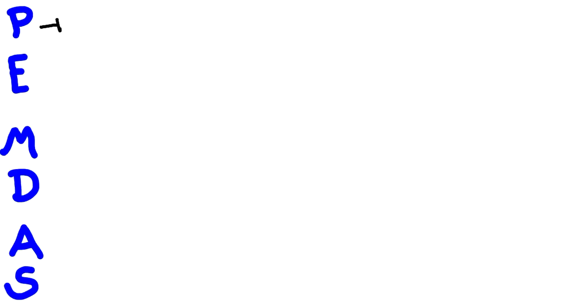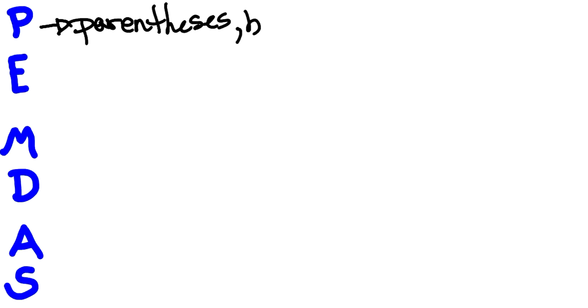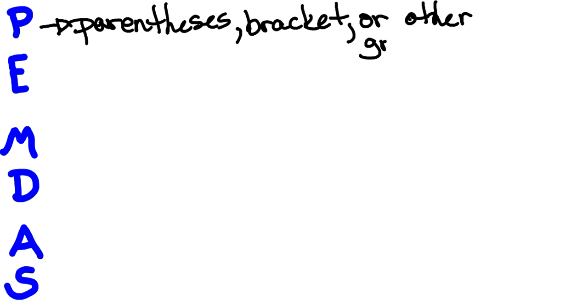Let's remember what it is. Parentheses would be what we handle first as far as what symbols we want to focus on when we're simplifying an expression. So parentheses, you could have brackets, or other grouping symbols. Anything that groups numbers and symbols together, you want to look inside of the certain groupings and see if you can simplify. And I'll show you an example, okay.